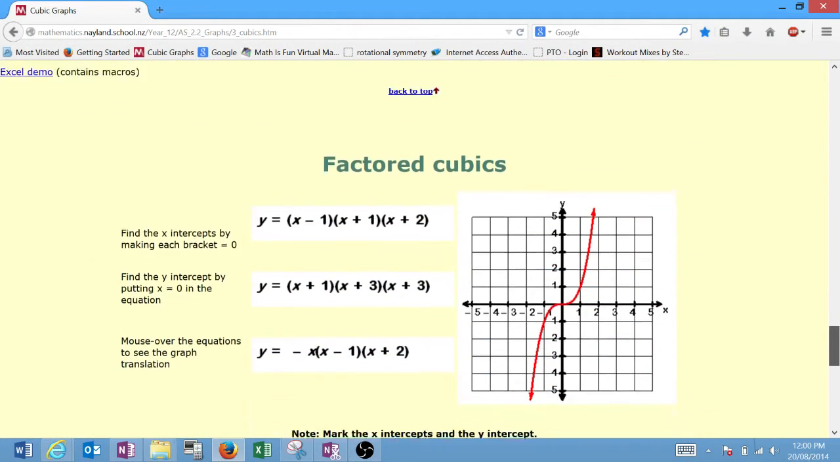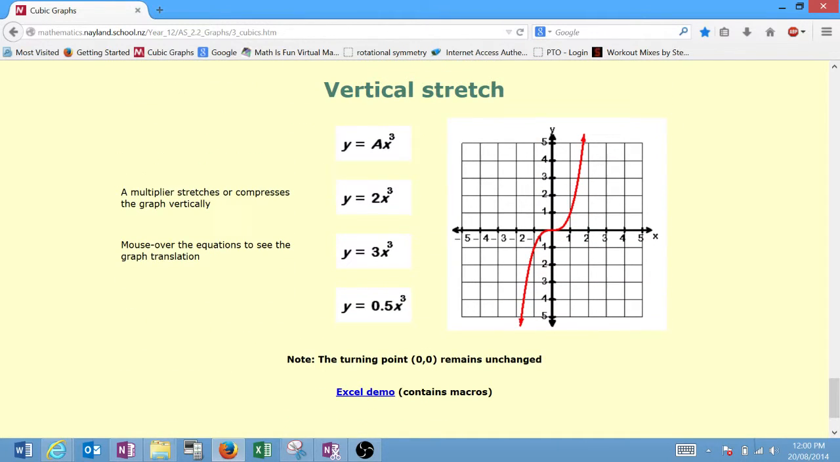It's combined. We'll look at that in a sec. All right, so what's going to happen when we go to 2x cubed? It's going to become sort of steeper. Okay? Can you see that? 3x, it's even further steeper. So go normal, 3x cubed. Normal, 0.5x cubed. So 0.5x cubed makes it go wider.